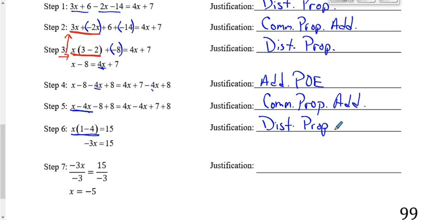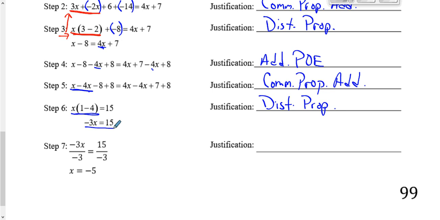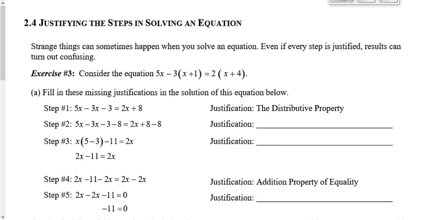And the very last step here. So they went from this negative 3x equals 15, and they simplified everything out, right? And what did they do to both sides here? Divided by negative 3. What property? Multiplication property. Why multiplication? Because dividing is like multiplying by a fraction. They could have multiplied by negative 1/3, right? So the multiplication property of equality. Start to get a sense of that? Okay, let's go to the next page.